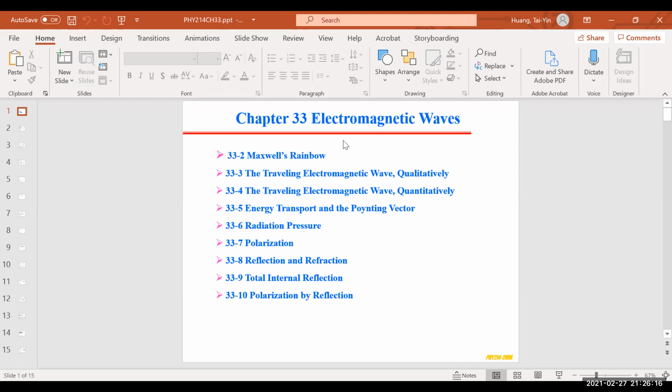So we need to know, what exactly are electromagnetic waves? Before we start this slide, I want to show you Maxwell's rainbow. So let me stop sharing and share another one. Just give me a second. Okay.